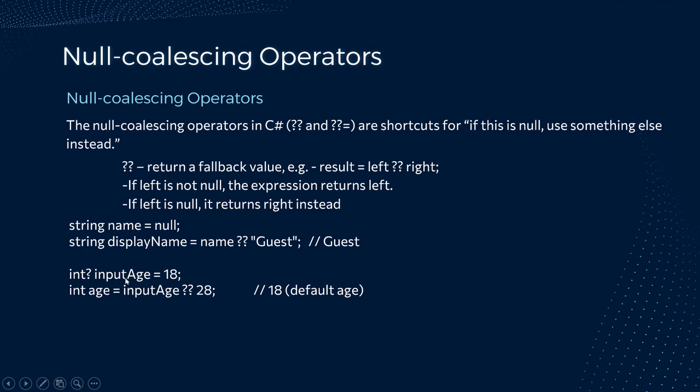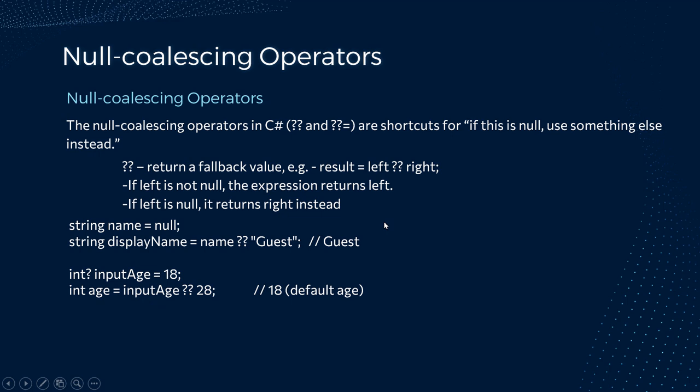In the same way, we have a nullable int input age equal to 18. So here, int age equal to input age double question mark 28. The value of input age is already 18, so left, that is input age, is not null. So the value of age will be input age, and the result will be 18.